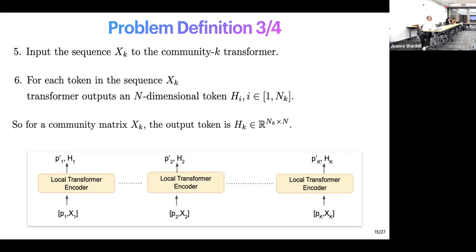We can take each one of these submatrices and provide it as input to our community transformer. So for community K, we'll have a transformer that's trying to learn the output token, which we'll call H. The transformer for each matrix X sub K will output an n-dimensional token H sub I, where I goes from one to the number of ROIs in that community. So for a community matrix X of K, the output is this matrix H sub K. That's what these local transformers are trying to do.